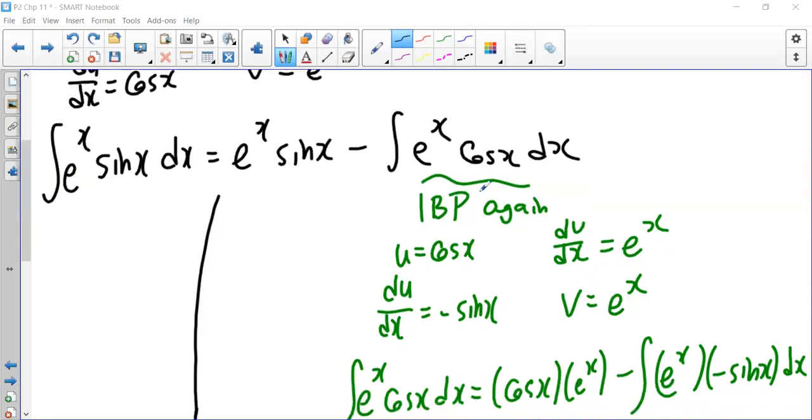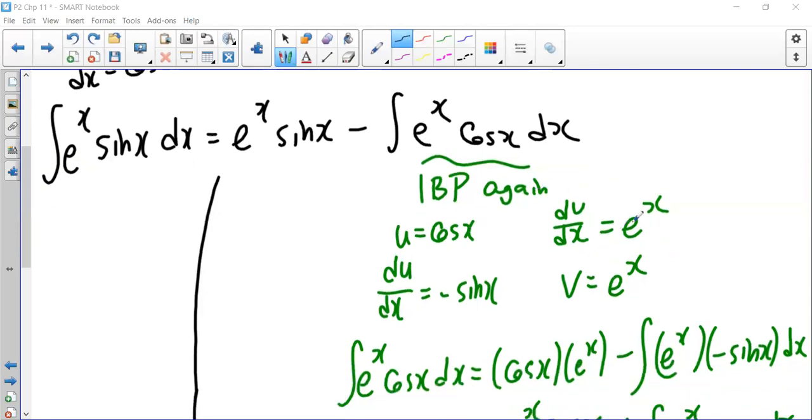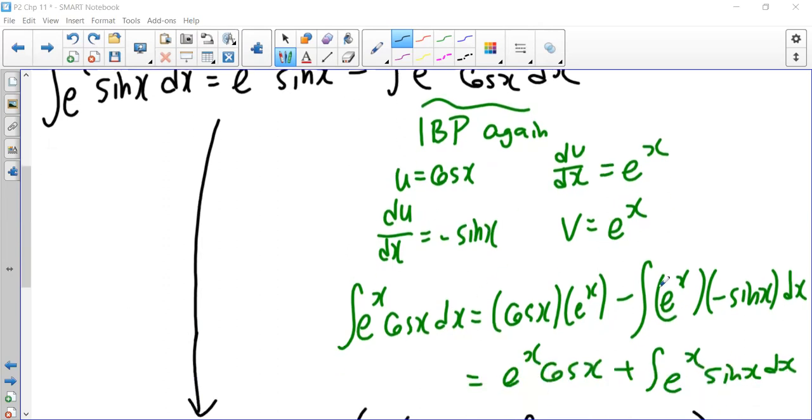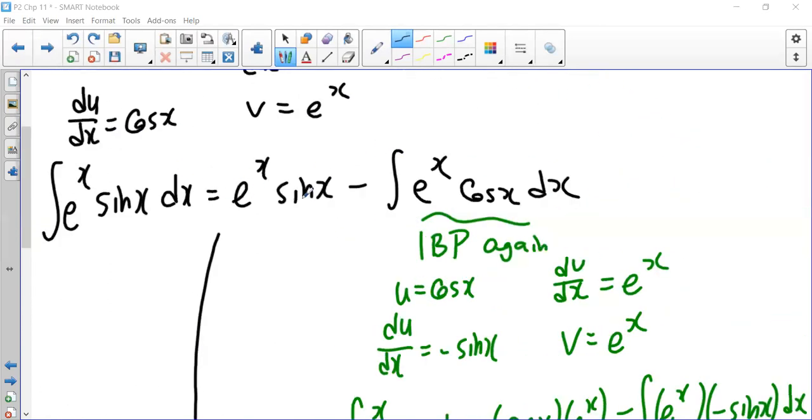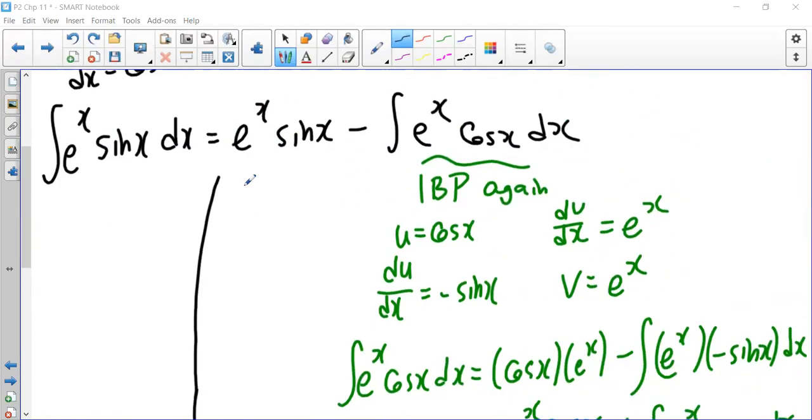Right, so once you do IBP again, you let u be cos x and dv by dx equals e to the power of x. You differentiate, get negative sine x in the integrand here, and do IBP again. You should get e to the power of x cos x plus the integral of e to the power of x sine x dx, which is what we had in the beginning. But what I've forgotten is the previous part. So I rewrite that using a black pen.